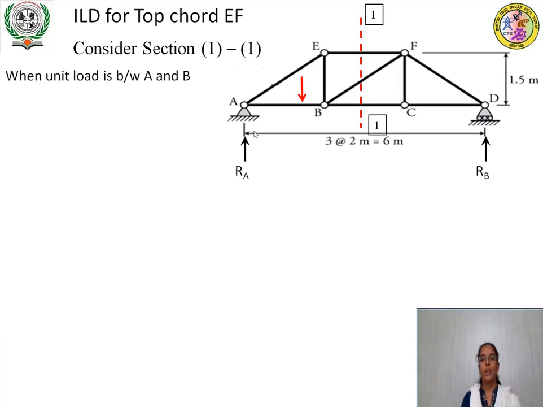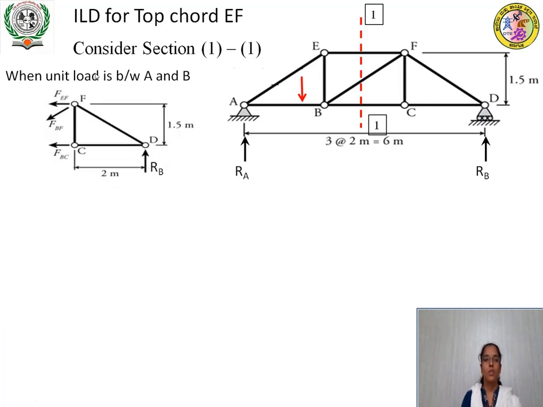As the unit load is in the left section, we will consider the right section for applying equilibrium conditions. So this is the right section. The height of the truss is 1.5 meter and each span is 2 meters long. We have to find the force in member EF, so we have to eliminate these two members. That can be done by taking moment about B, as these two members are meeting at joint B. So apply sigma MB is equal to 0.